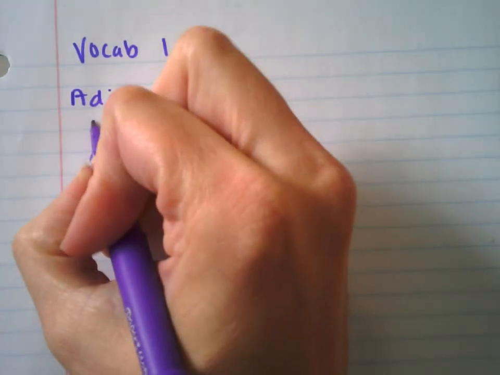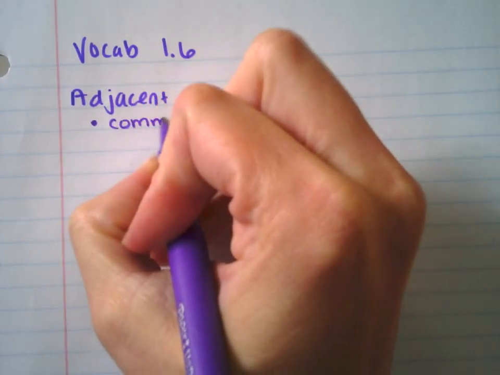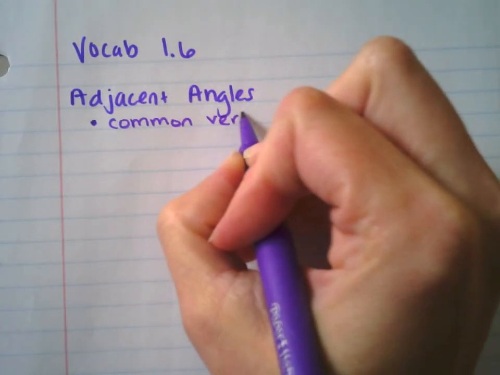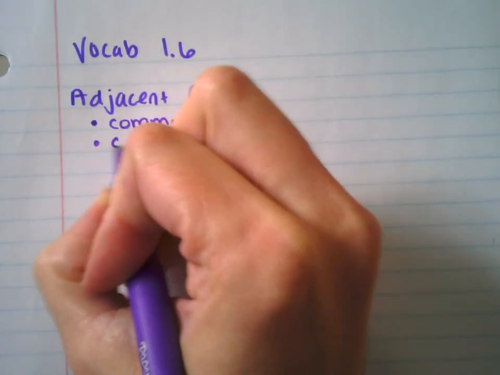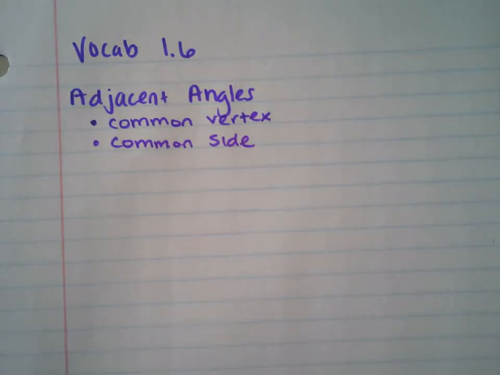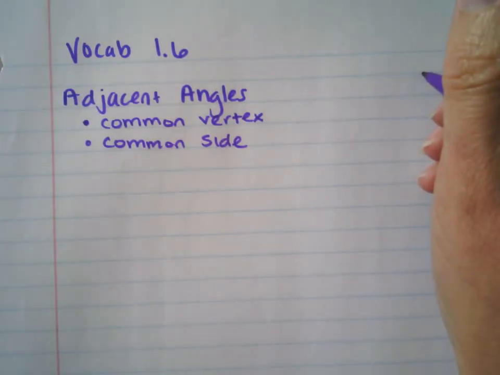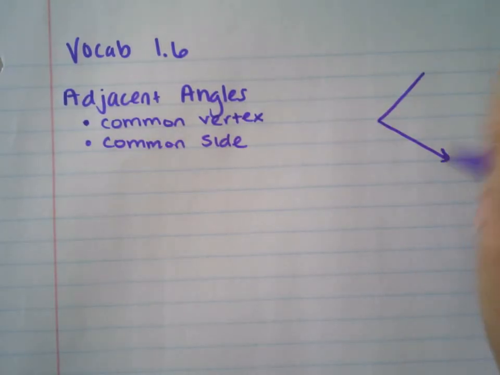When we have adjacent angles, they share two things. Okay, there's a common vertex and there's a common side. Okay, that's how we say that they share those things. We're going to draw a picture off to the side.